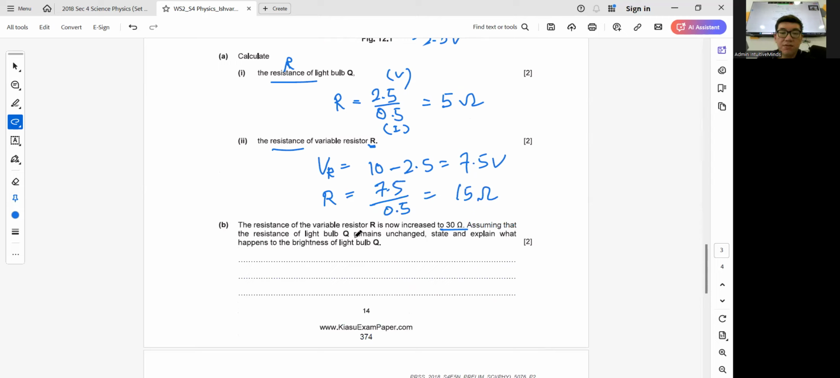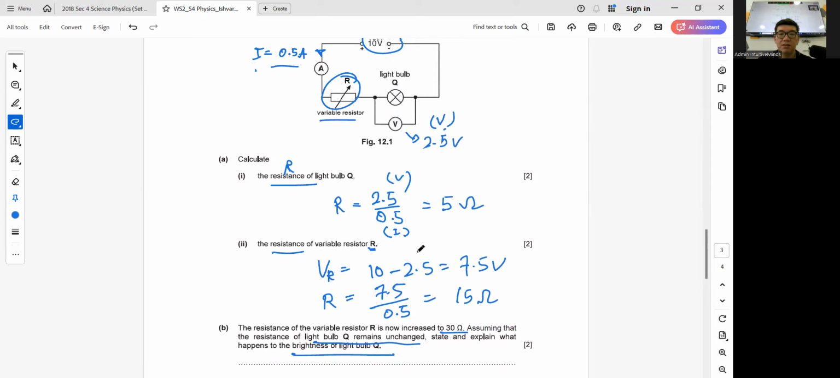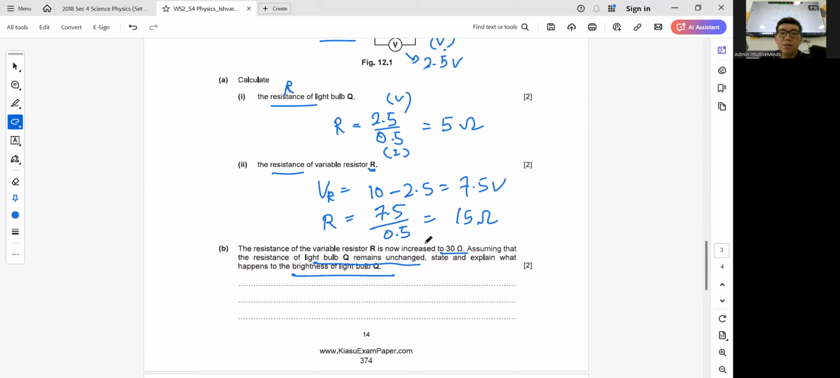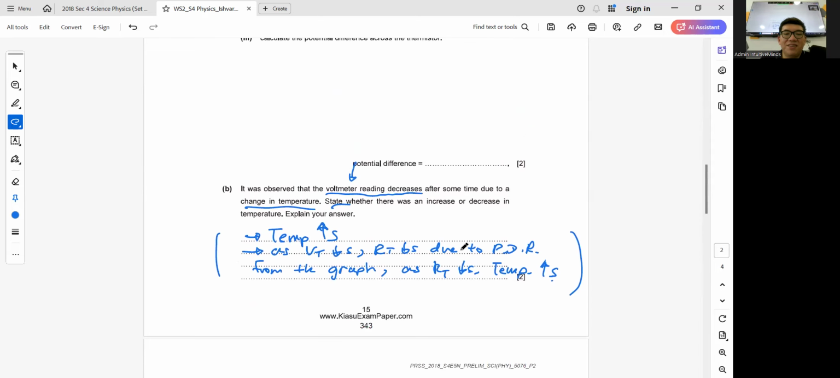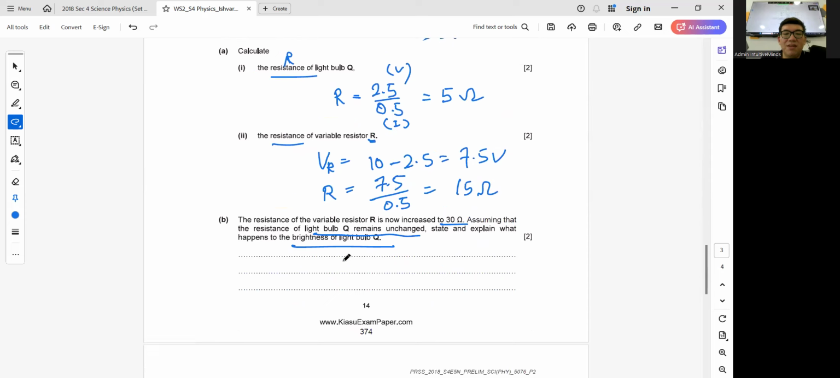30 ohms. Resistance of light bulb Q remains unchanged. State and explain what happens to the brightness of light bulb Q. Okay. So one thing you can do is apply PDR. Apply what you learned from here. Okay. So let's try this.